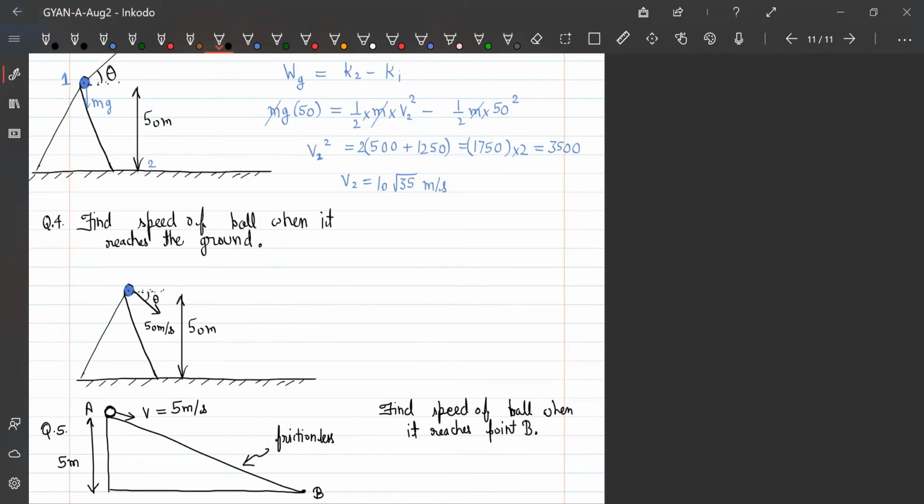First do question number 4, then try question number 5. Of course, this is fixed to the ground, but the ball is now going down the incline. And the speed of the ball when it reaches point B. So tell me the velocity, or speed, in the second case, question number 4.